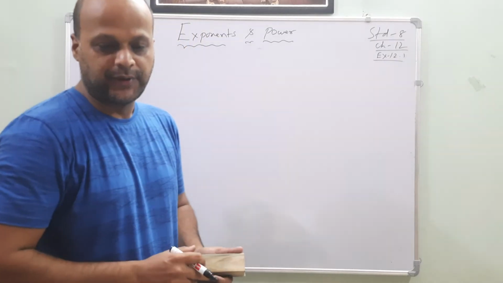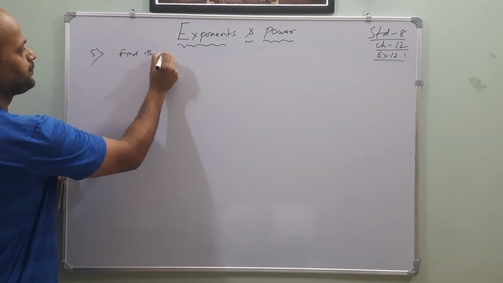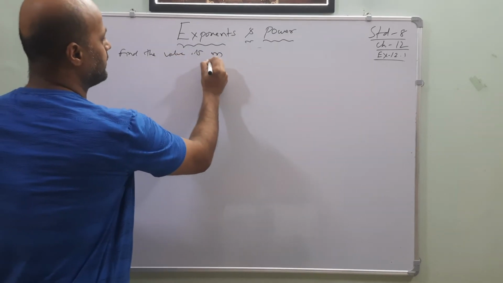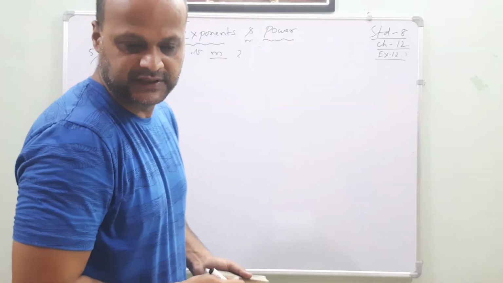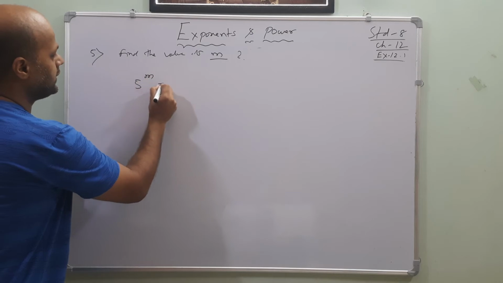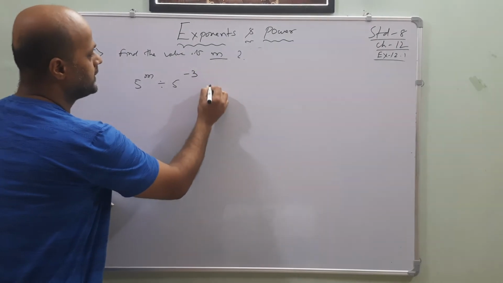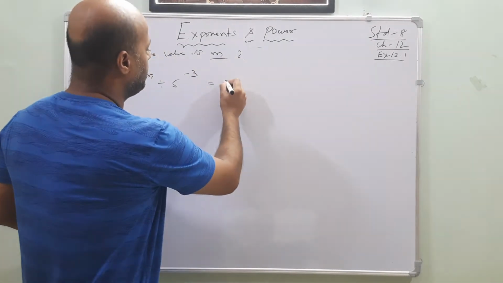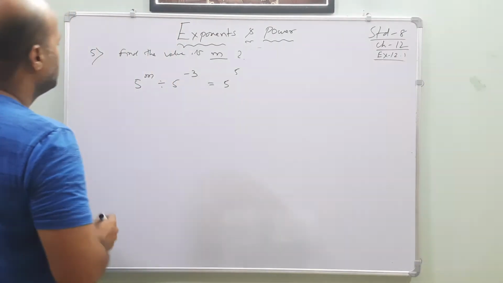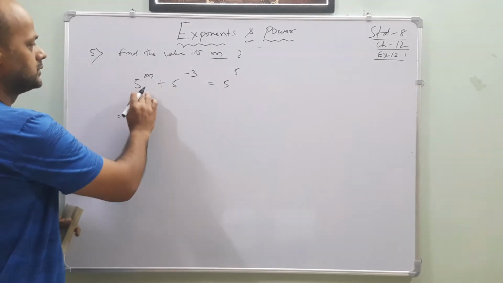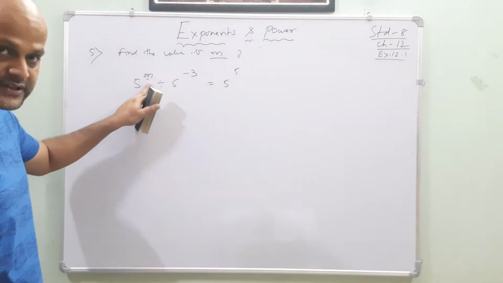The fifth one is saying to find the value of m. So what is the equation given? The equation is 5 power of m divided by 5 power of minus 3 is equal to 5 power of 5. Now you have to find the value of m here. The value of m is not given, so you have to find it.